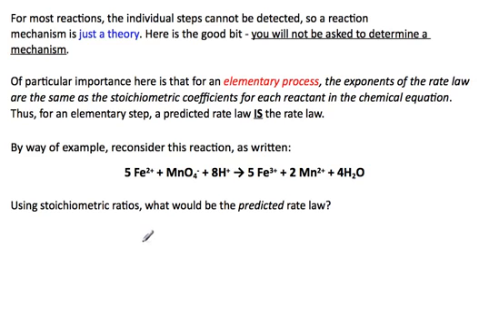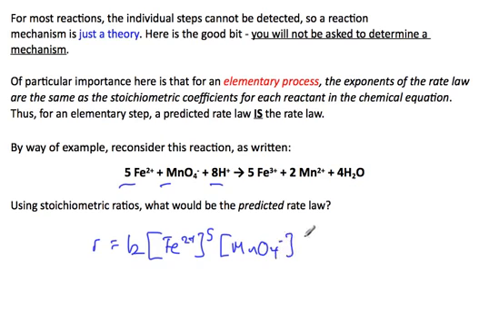Well, let's have a quick look here. Back to this crazy reaction. We can write a predicted rate law based on the stoichiometric coefficients in the equation. So for this one, R equals k, and I'm going to predict that I have Fe2+ to the power 5 times permanganate ion, that's the power 1, times the hydrogen ion to the power of 8. Okay, so that's the predicted rate law.